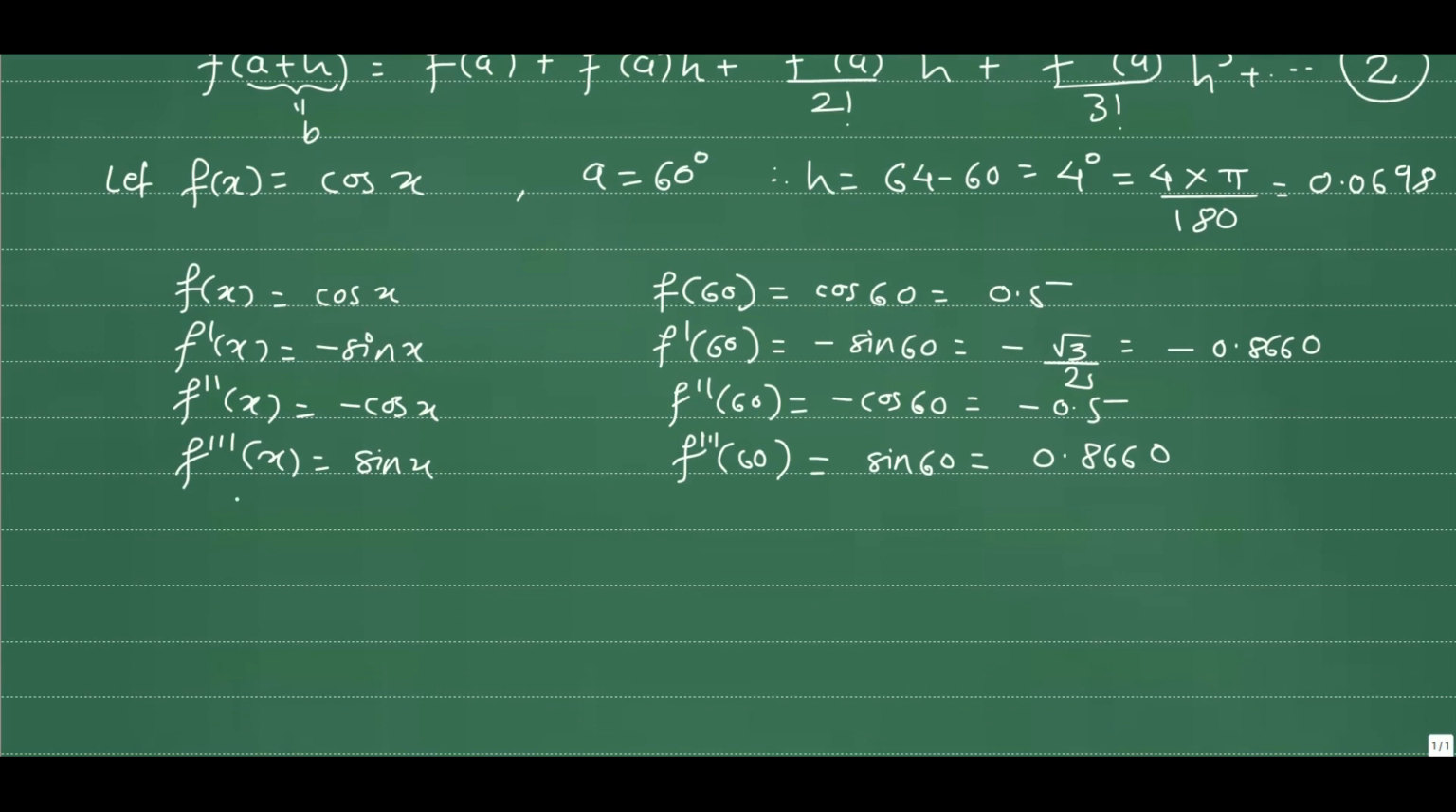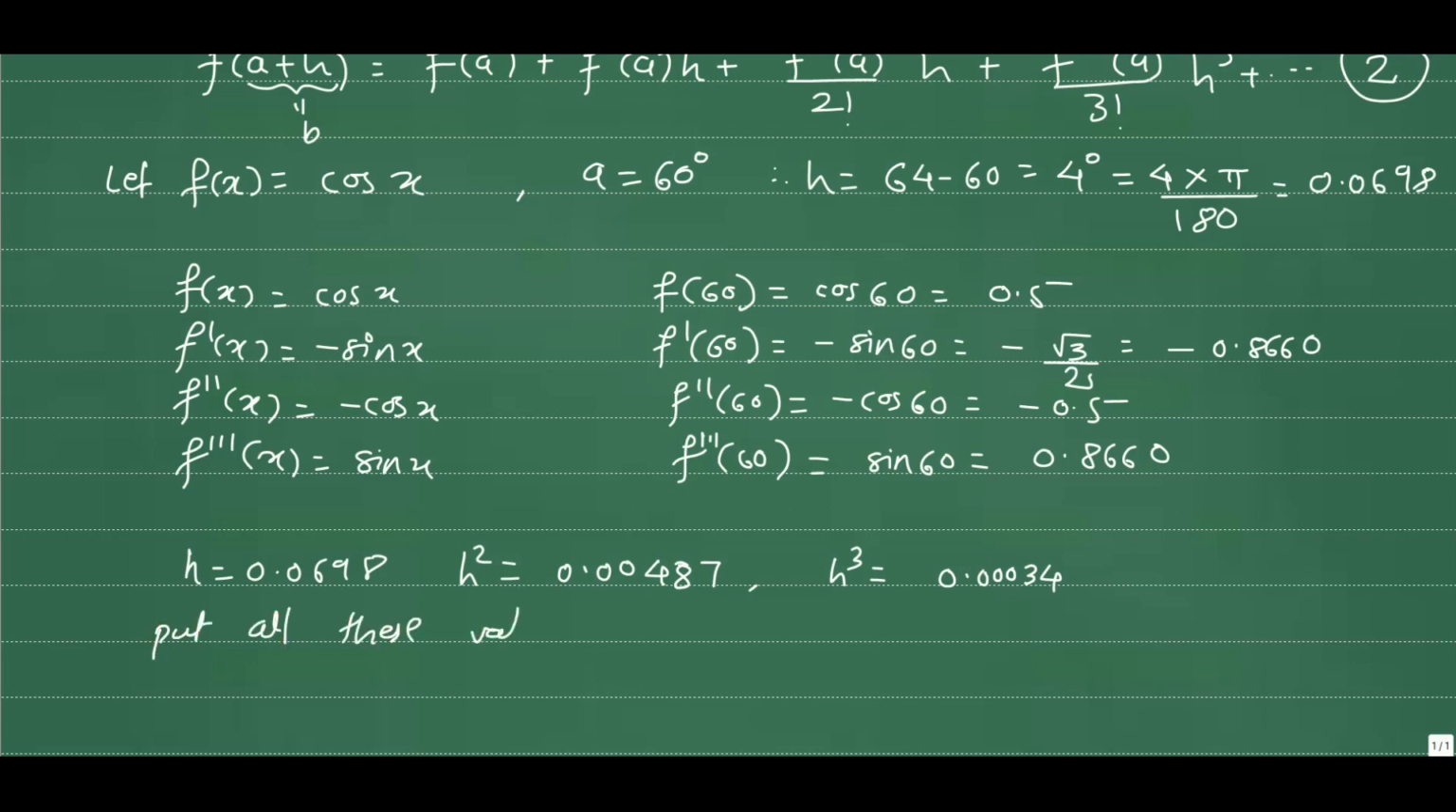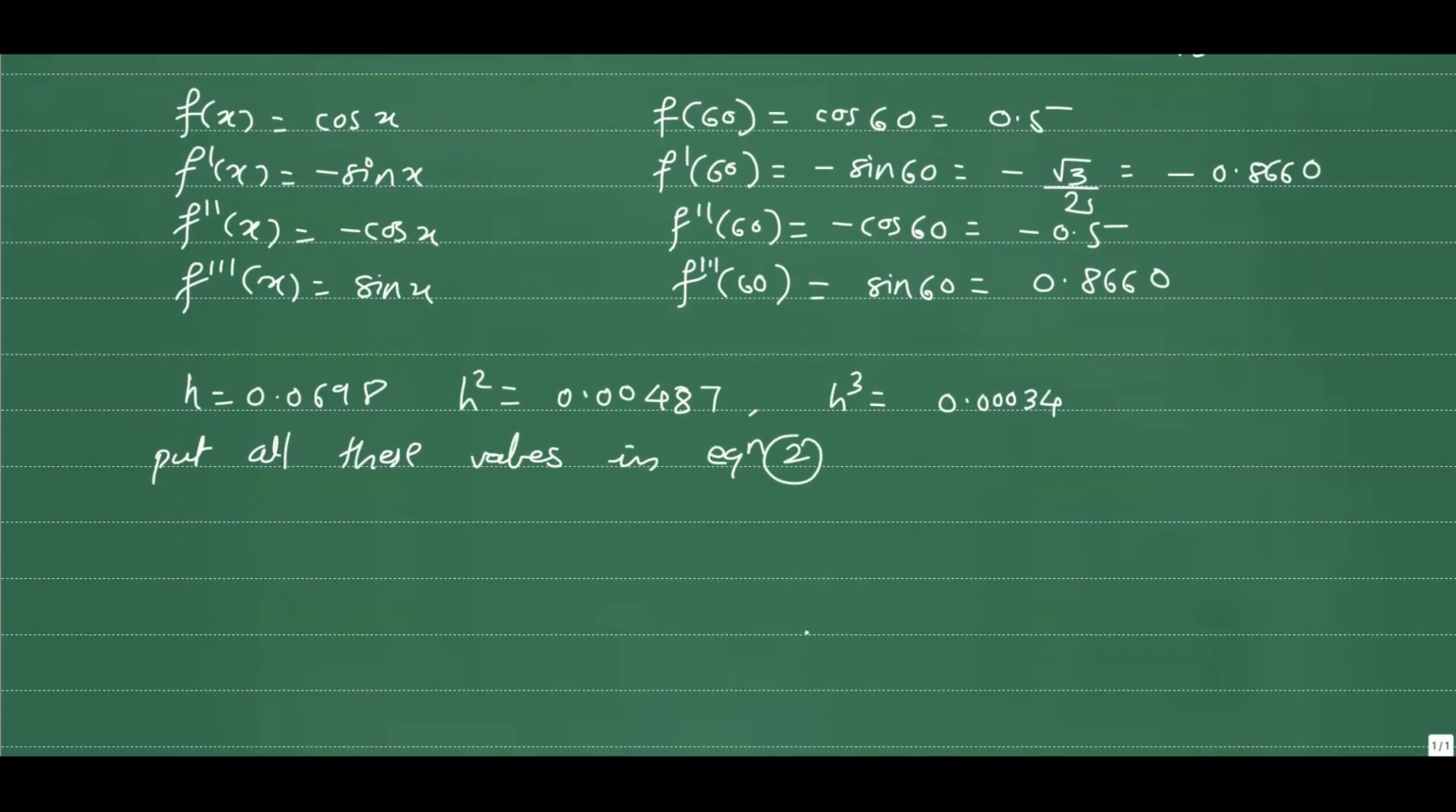Now what else do we need? We need the value of h, which is 0.0698. Then we'll need h square also. So let us take the square, which is 0.00487. Then we need h cube also, which is 0.00034. Alright, so we got all the values. Now put all these values in equation 2.